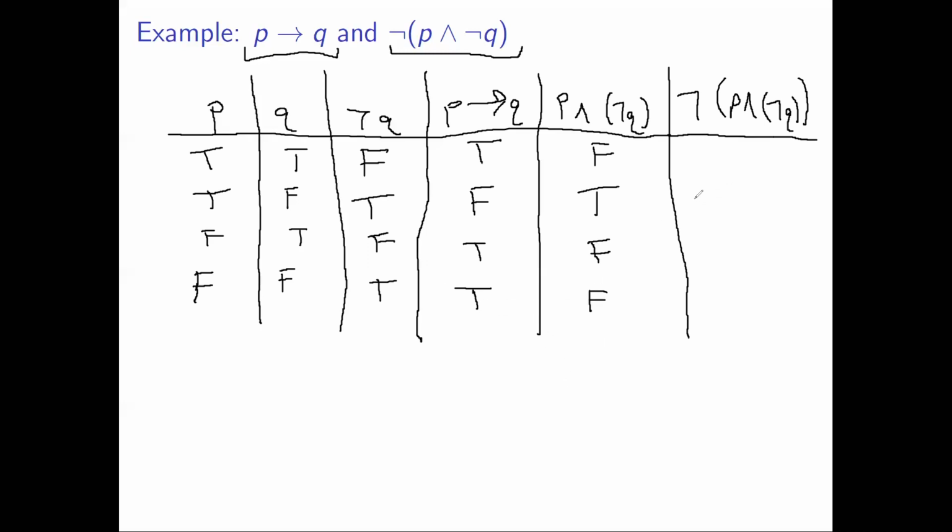Now that last column, not the conjunction. So not (P and not Q). First row, we have P and not Q is false, so its negation, not (P and not Q), is going to be true. Second row, the conjunction P and not Q is true, so the negation, not (P and not Q), is going to be false.